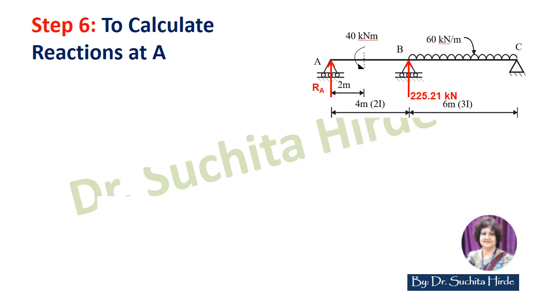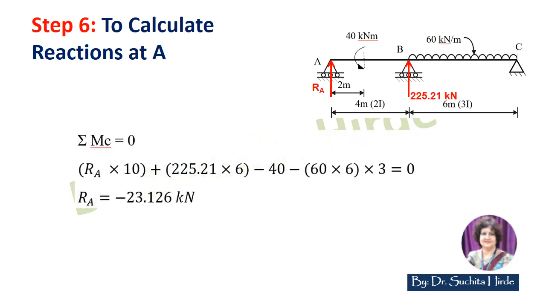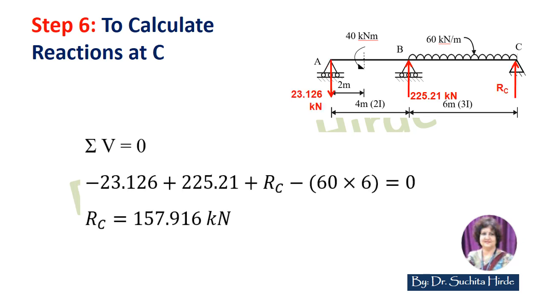Once you calculate redundant reaction at B using flexibility matrix method, other reactions, that is Ra and Rc, you have to calculate using equations of equilibrium. So let us first calculate Ra. To calculate Ra, we will apply summation of moment about C equal to 0. You will get Ra is equal to minus 23.126 kilonewton. Negative means the reaction is in downward direction. To calculate reaction at C, we can apply summation of vertical forces equal to 0. So if you apply this condition to the complete structure, you will get Rc is equal to 157.916 kilonewton positive. Since this value is positive, that means Rc is upward.